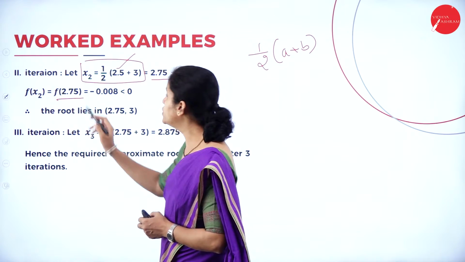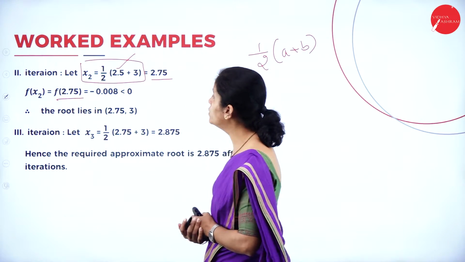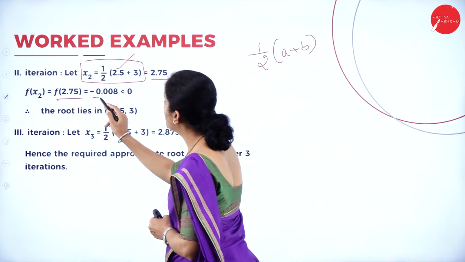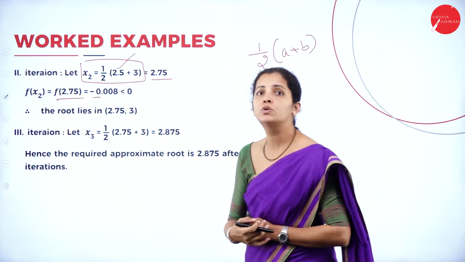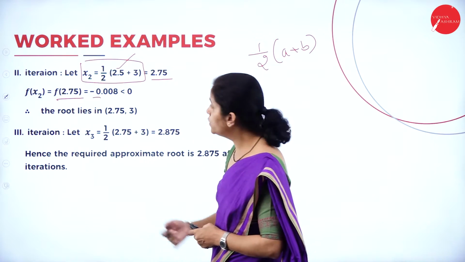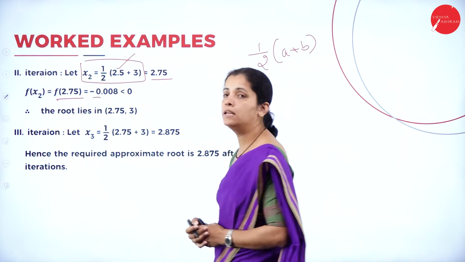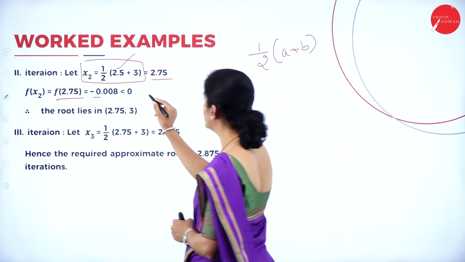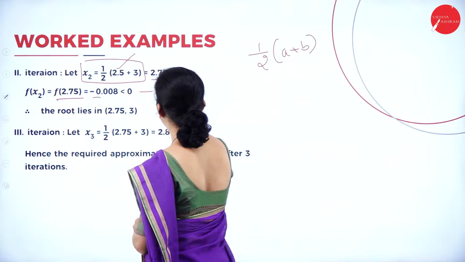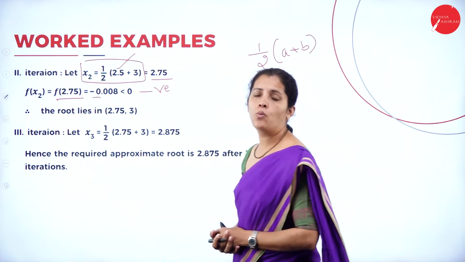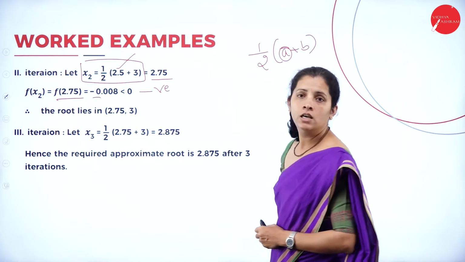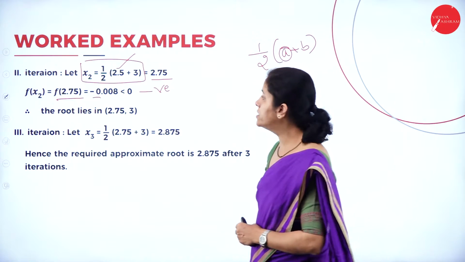Now, I am going to substitute this in my f of x2. And when I substitute, once again, I am going to get a negative value. So, it is minus 0.008. So, it is a negative value. If it is negative, what do I want to do? I want to change A.